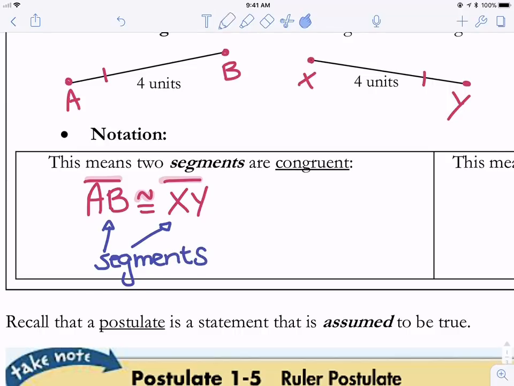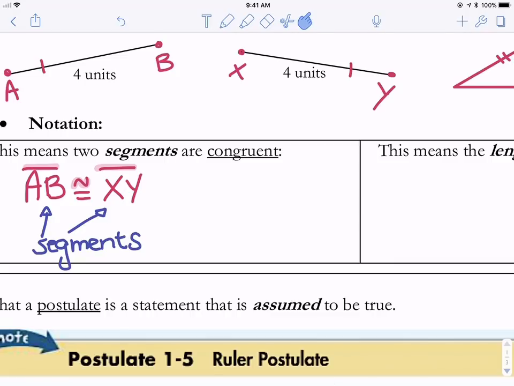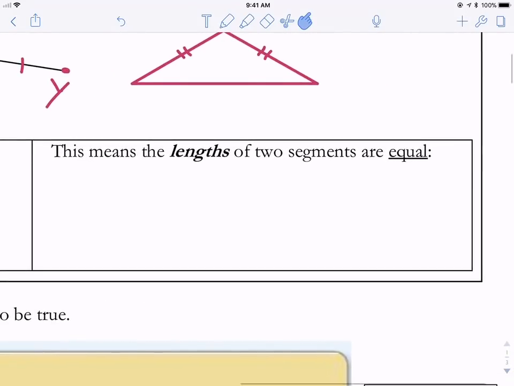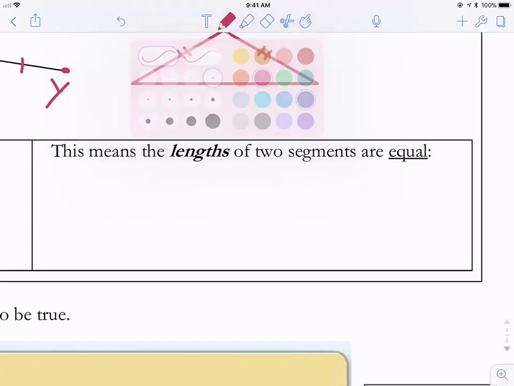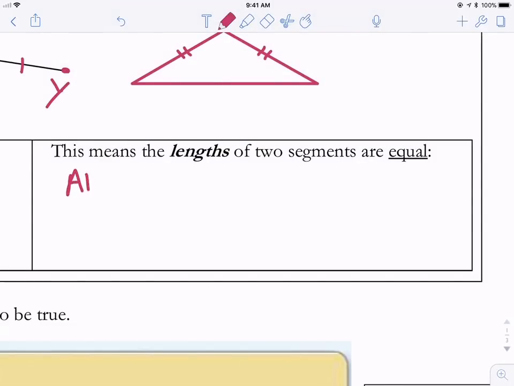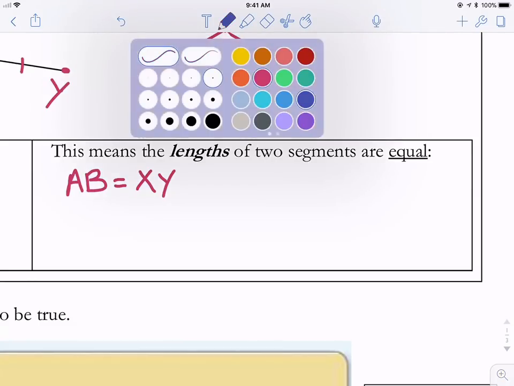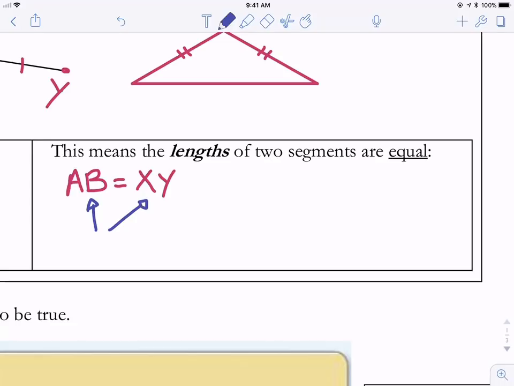Segments are objects. Objects are congruent. You can have congruent triangles, you can have congruent angles, you can have congruent circles. All kinds of objects in geometry can be congruent. However, if you want to refer to the lengths of the segments, you would say AB is equal to XY. Notice that no bar over top of the segments, no tilde in the notation. Okay, AB and XY are referring to numbers. Numbers are equal.